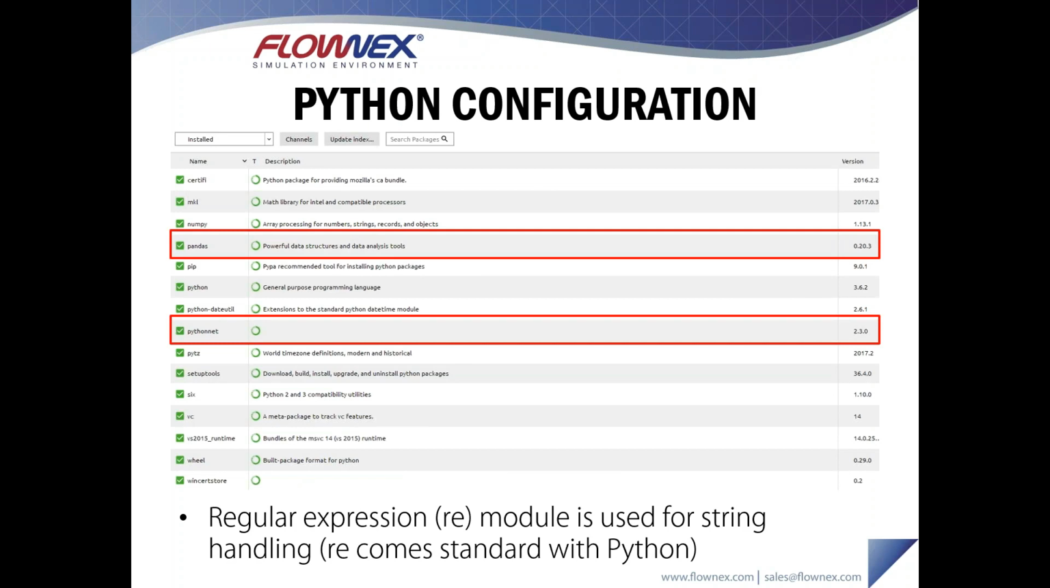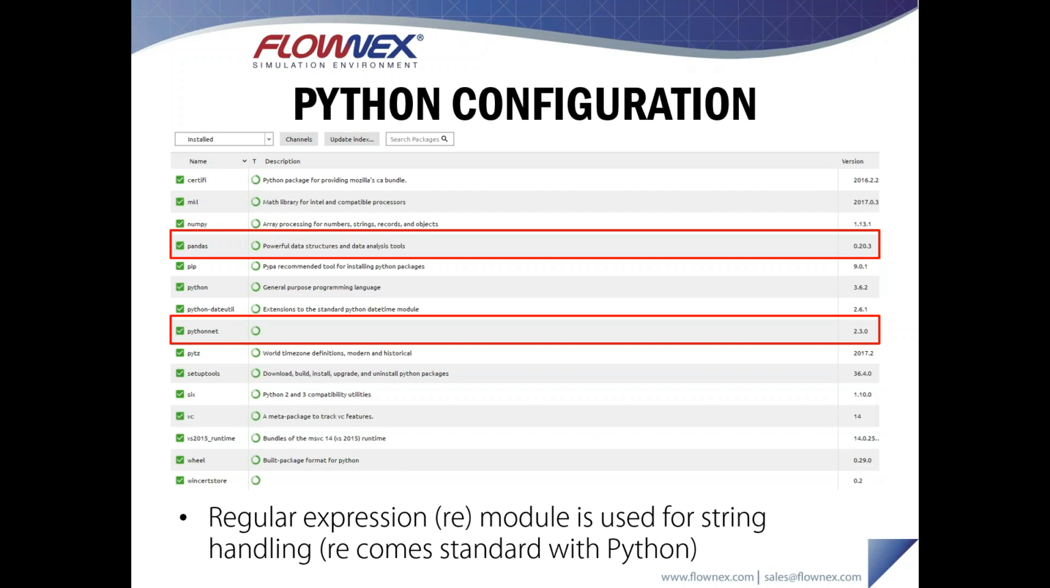Myself, I use Python in Windows, so I use Anaconda as my package manager. Inside of my Flownex Conda environment, these are the packages that I have installed. So the main ones are pandas and PythonNet, along with your standard Python installs. Myself, I use Python 3, but you could potentially be using Python 2 as well.